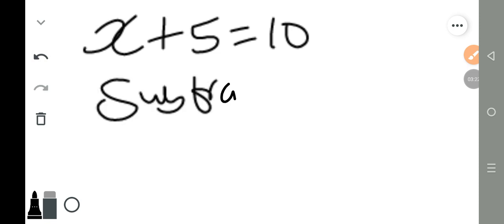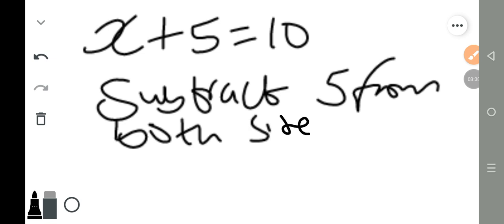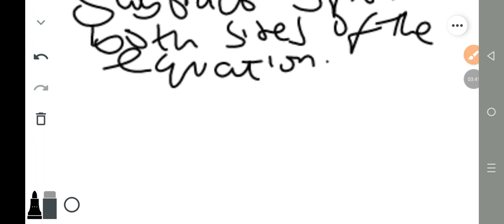One thing about this kind of equation is that you have to isolate the unknown. You have to make the unknown alone. So if you want to isolate the unknown, you have to move that 5 to another place. And when you want to move 5 to the other place, you subtract 5 from both sides of the equation.